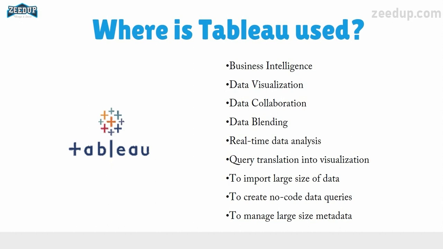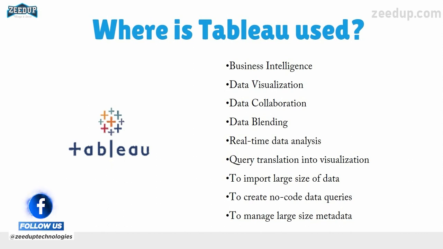Any data that is represented visually through graphs, charts, or any kind of report is easier to understand, whether by a professional or by a layman. That is why business intelligence is the most important field where Tableau is used. Other business intelligence tools are also available, such as Power BI.